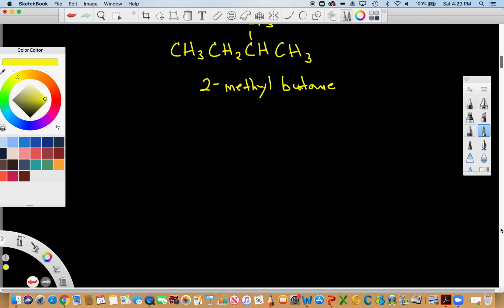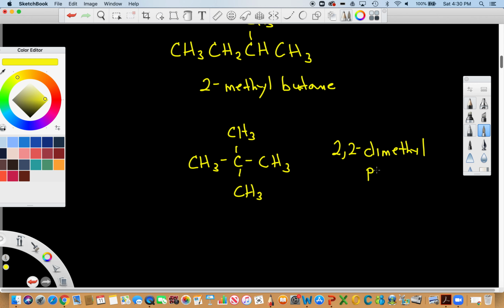There is one more. 2,2-dimethylpropane. These are structural isomers of C5H12.